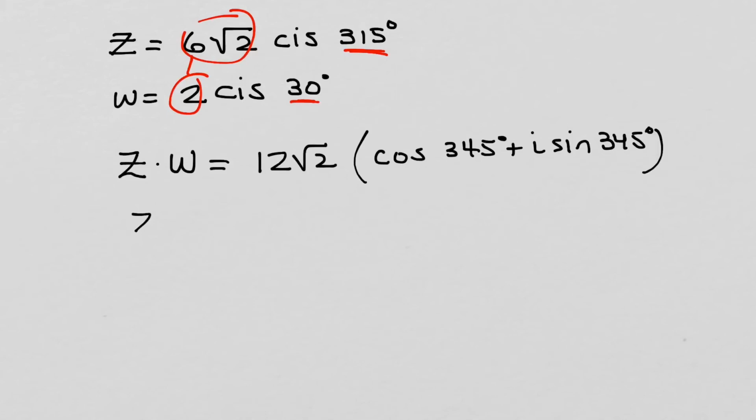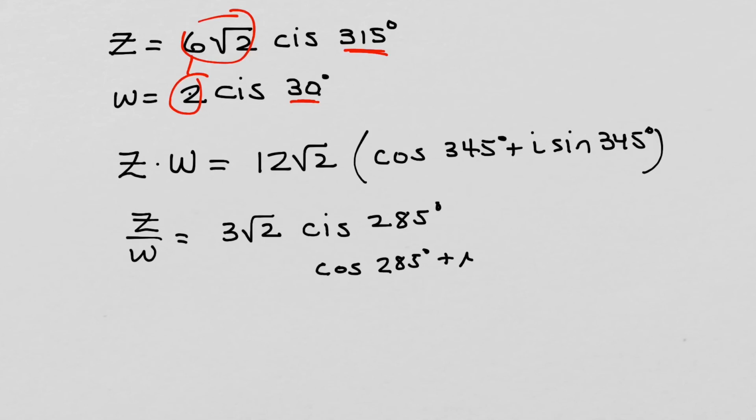Now let's find z divided by w. And so I'll take the r values and divide them. So I get 3 square root of 2 cis, and I subtract my angles. So since it's z on top and w on the bottom, it's the z angle minus the w angle. So that gives me 285 degrees. That looks about right. And so that's your answer for z divided by w. And of course you would write it out as cosine 285 degrees plus i sine 285 degrees. And that's all multiplied by 3 square root of 2. And that's how you do those problems.